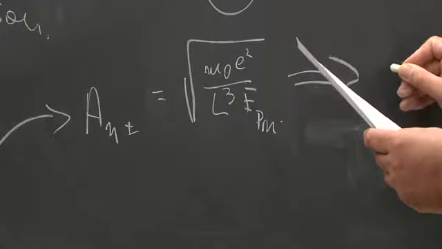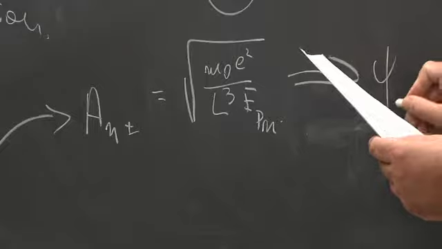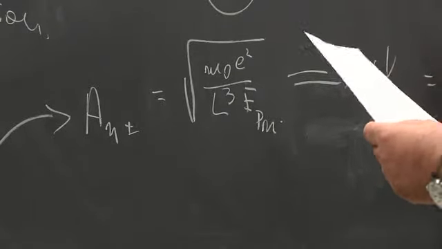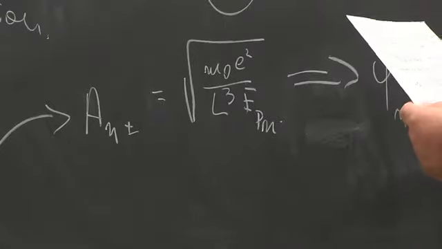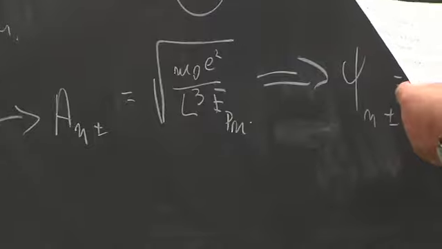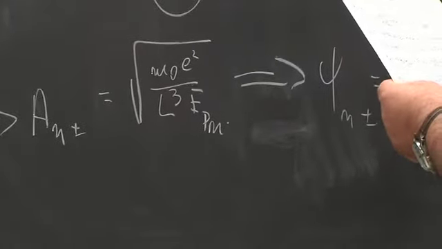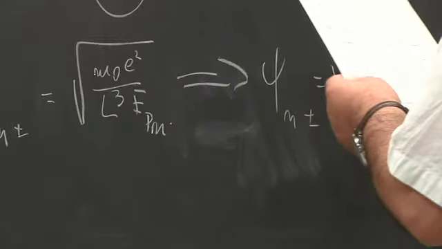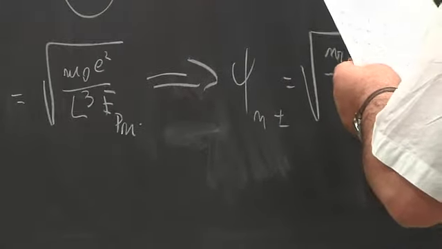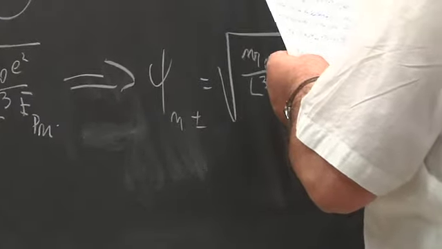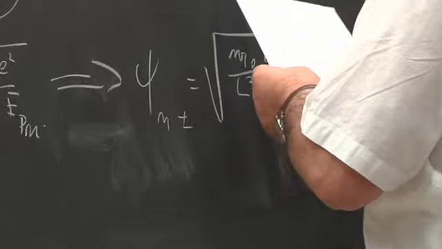Now from here I get the solution. The solution has this form. Now I put in this expression, M0 c square over L cube E_Pn, times exponential of i over h bar, Pn times x minus plus E_n times t.